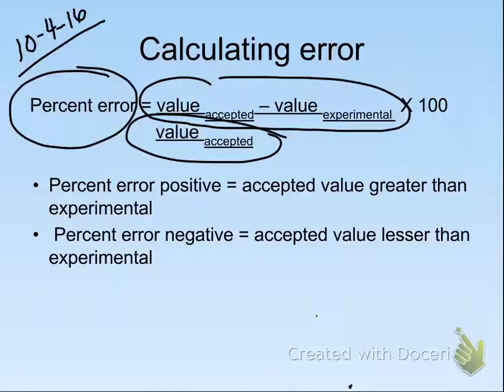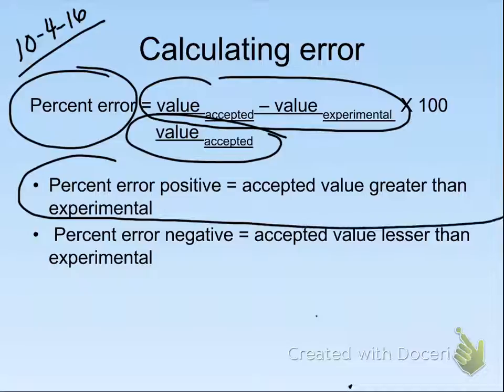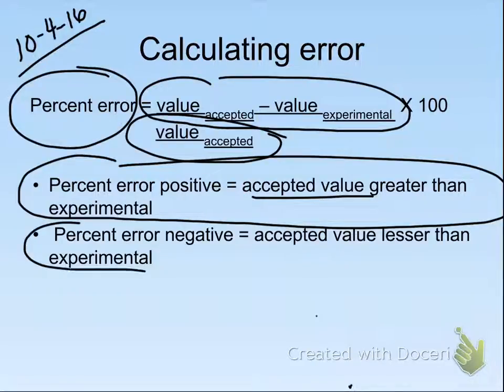If you have a positive error, your accepted value is greater than your experimental. If we're thinking about this in terms of loss, what that means is you had some loss. You started out with more sample than you recovered. If you have a negative percent error, your accepted value is less than your experimental. It means that you magically made matter materialize. You probably massed something when it was wet.